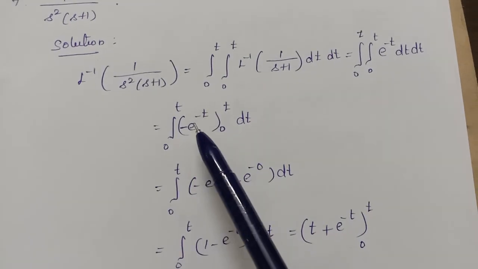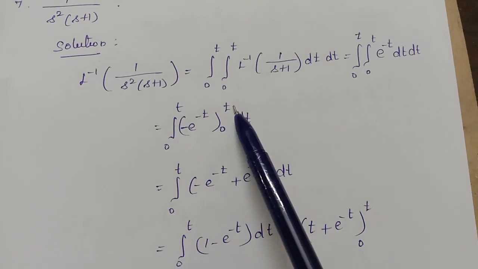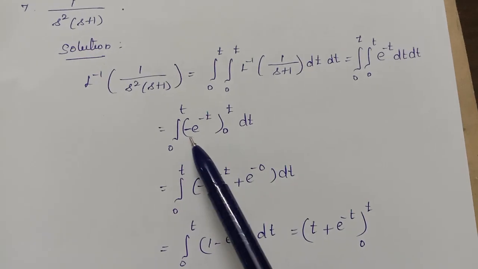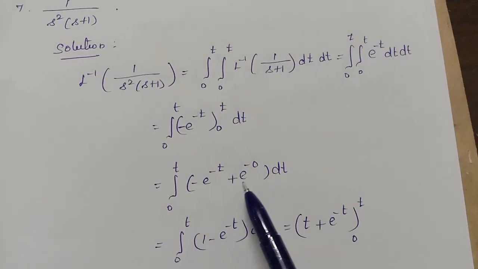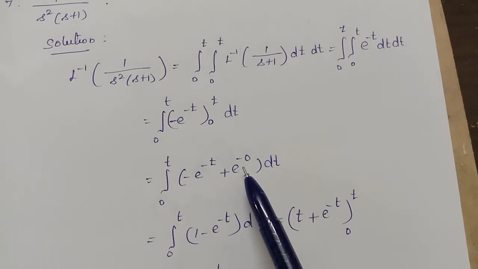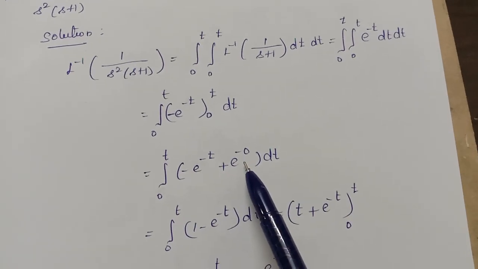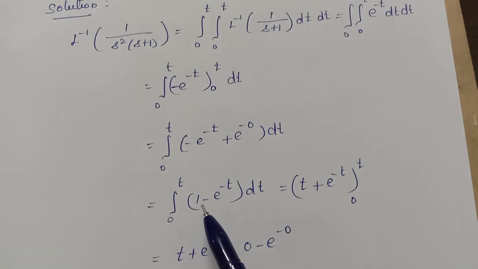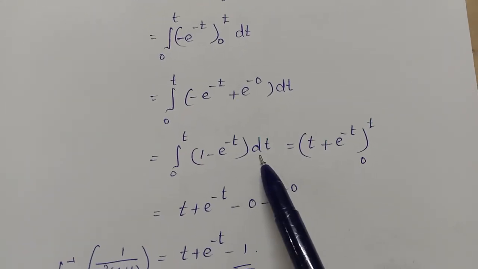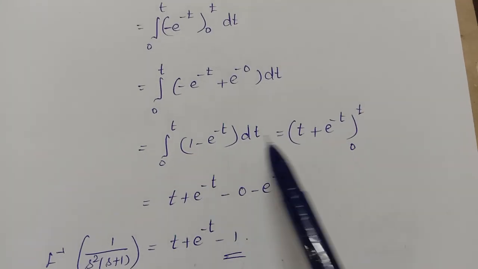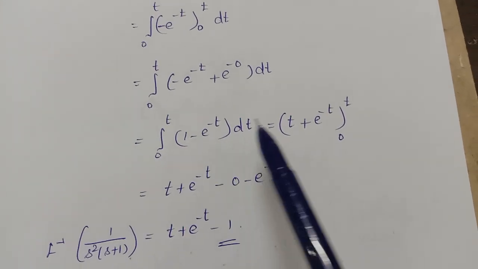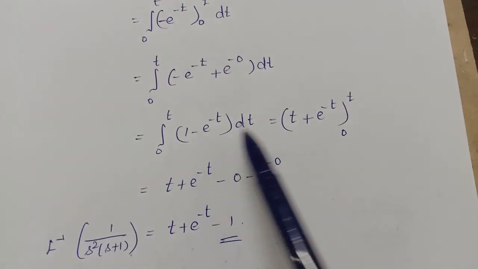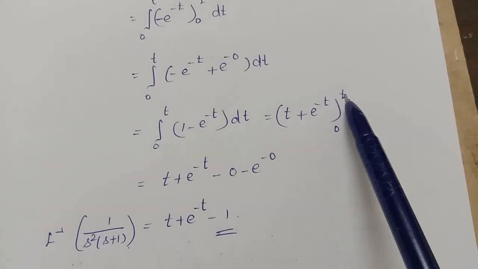So the first time when you integrate, it will be minus e power minus t within the limit 0 to t. You apply the limits, it will be minus e power minus t. And when you apply the lower limit, it is minus of minus, plus e power 0. E power 0 is equal to 1. So integral 0 to t, 1 minus e power minus t into dt. Now again you integrate. So it will be t. Integration of e power minus t is minus e power minus t. So it will be minus into minus, plus e power minus t within the limit 0 to t.